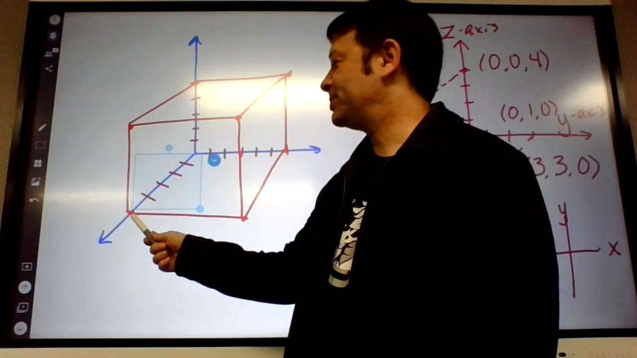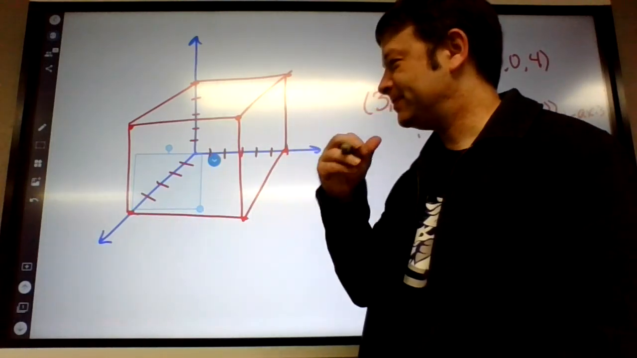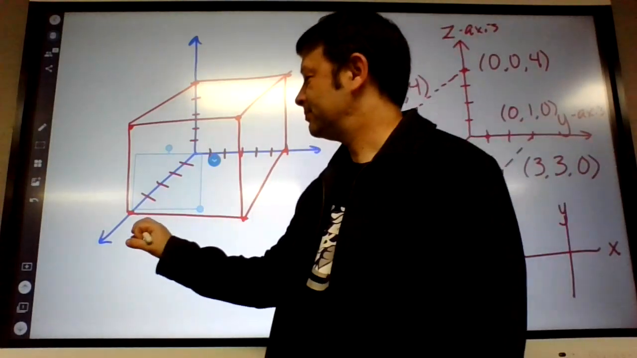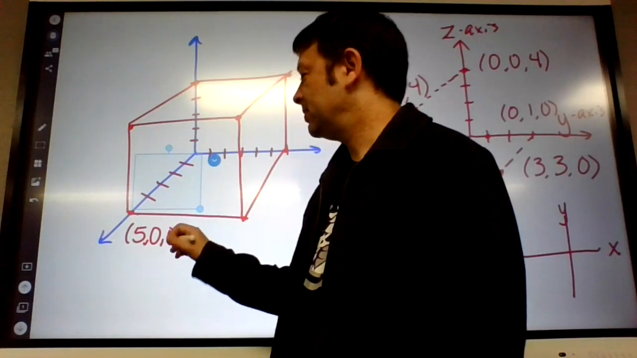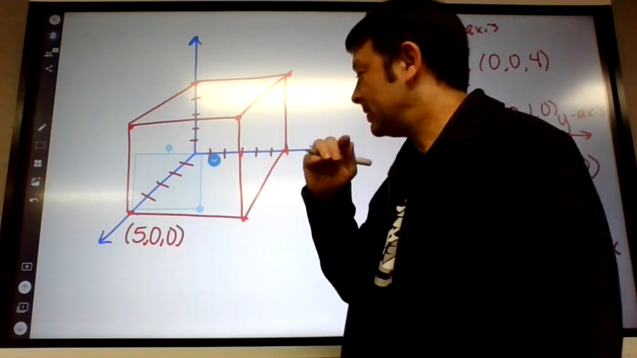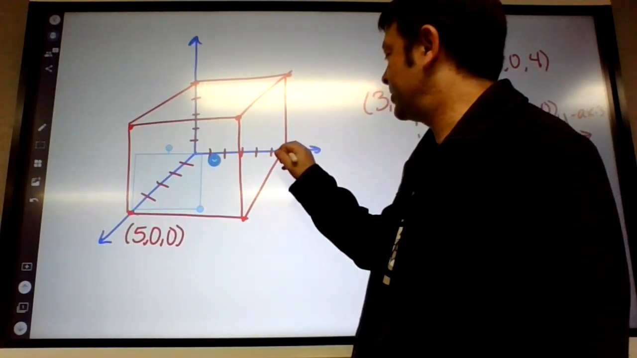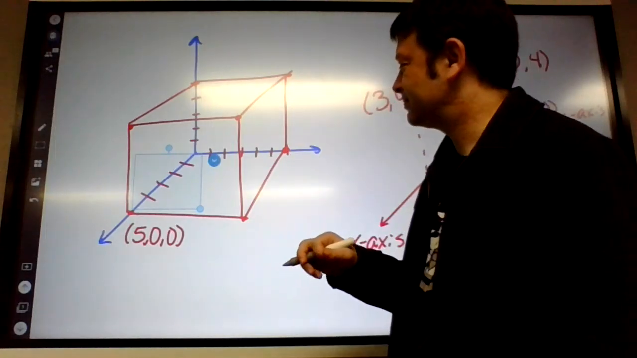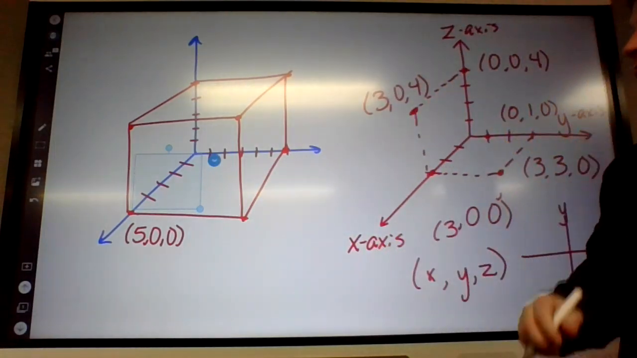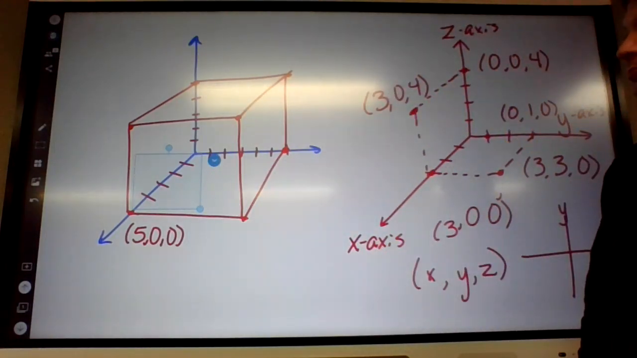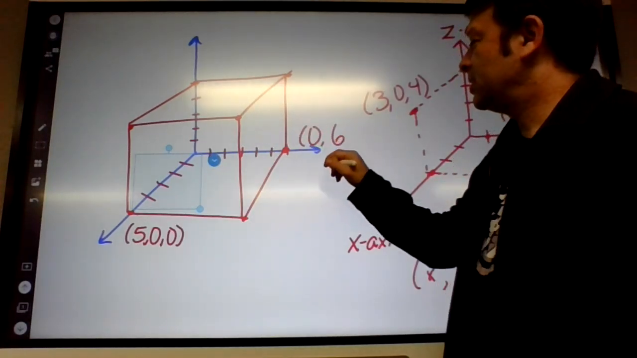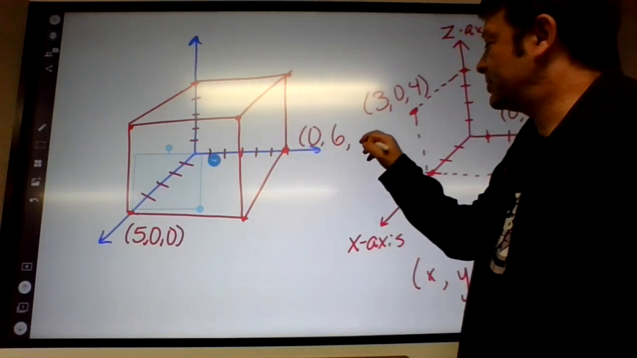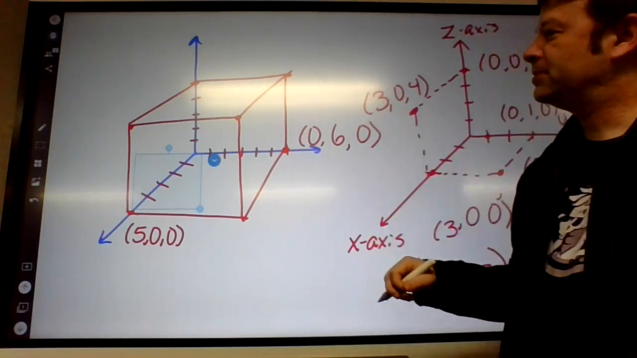Okay. Sam, what's the coordinates for this point going to be? 5, 0, 0. 5 forward, 0 right, 0 up. Okay, Leo, how about this one? 0, 6, 0. Yep. 0 forward, 6 to the right, and 0 up.